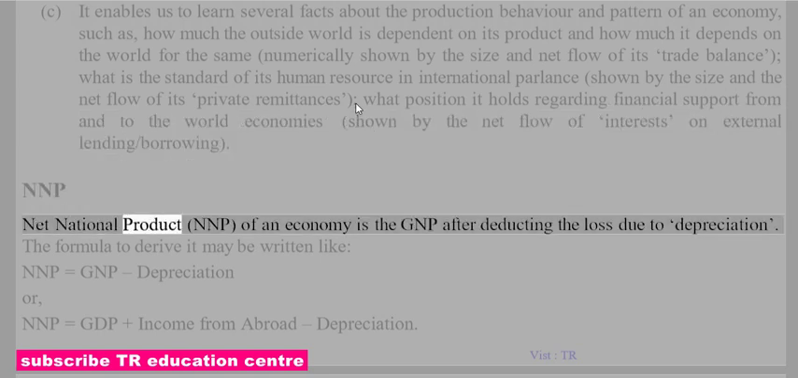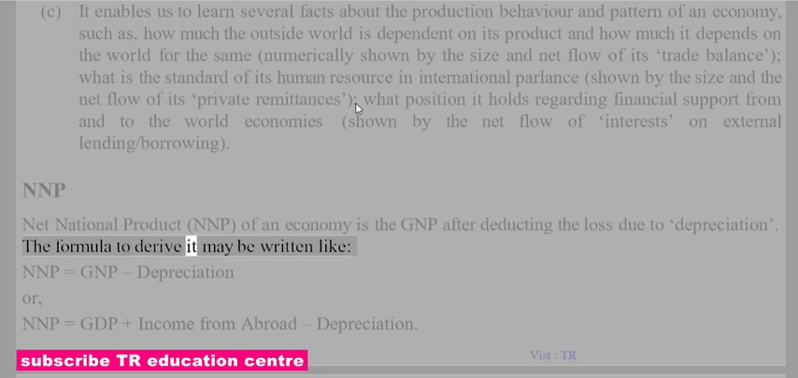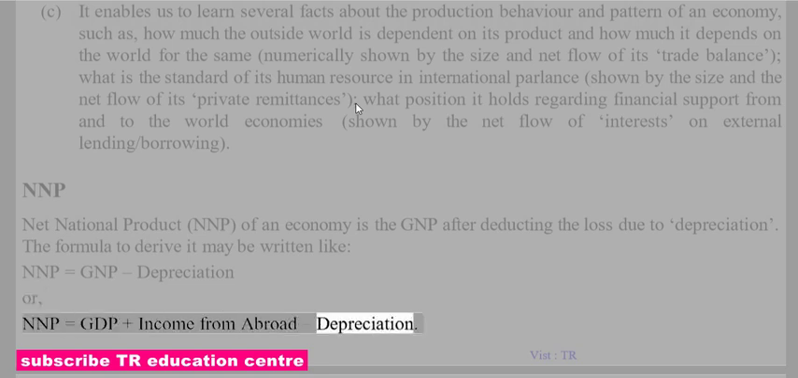NNP, net national product. NNP of an economy is the GNP after deducting the loss due to depreciation. The formula to derive it may be written like NNP equals GNP minus depreciation, or NNP equals GDP plus income from abroad minus depreciation.